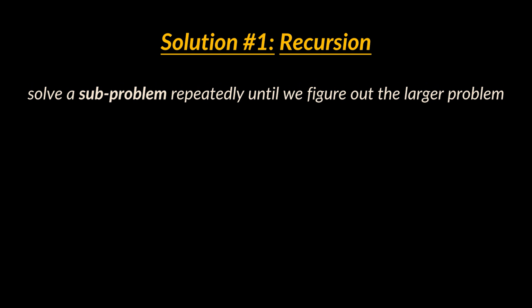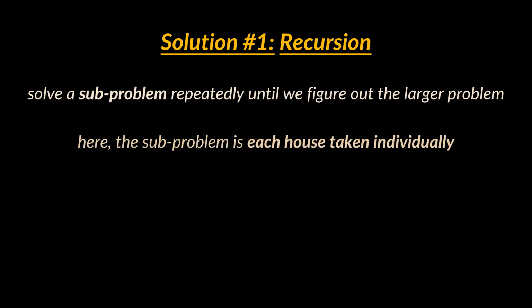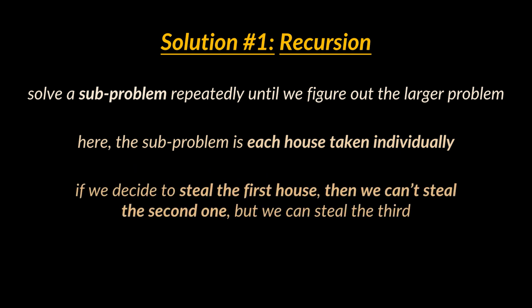Given this, the first solution that you may think about is the recursive one. You see, recursion is identified by solving a subproblem repeatedly until we figure out the larger problem at hand. And here, the subproblem is each house taken individually, while the larger problem is the maximum amount we'll be able to steal from all the houses combined. So, if we decide to steal the first house, then we can't steal the second one, but we can steal the third one, and vice versa.